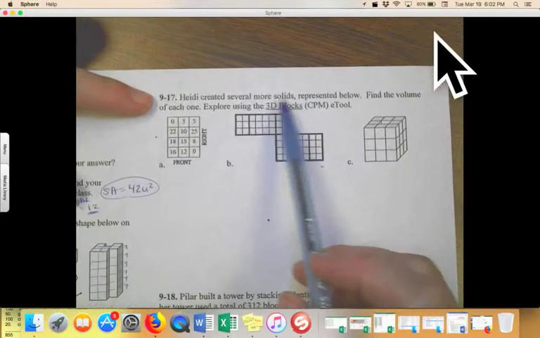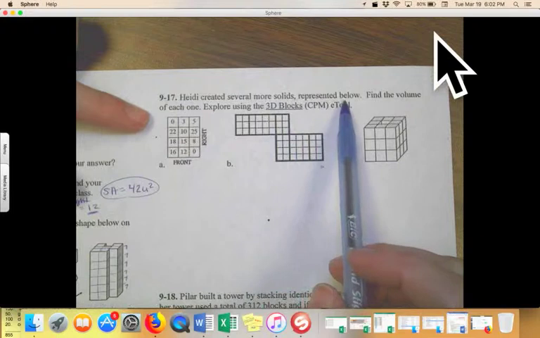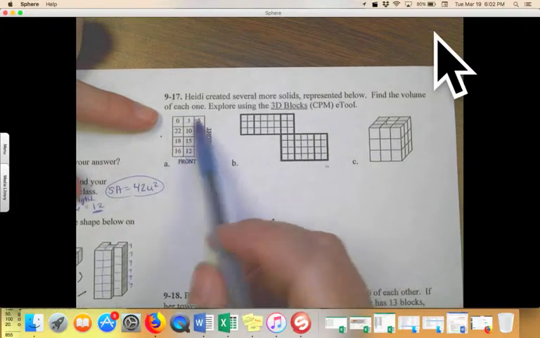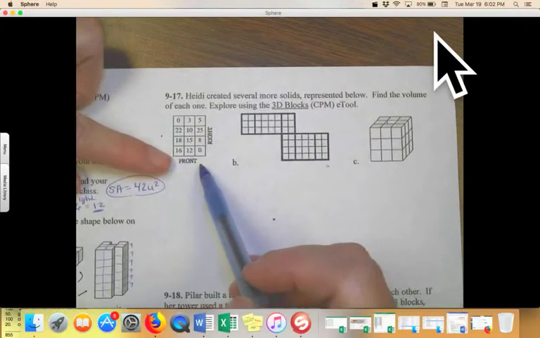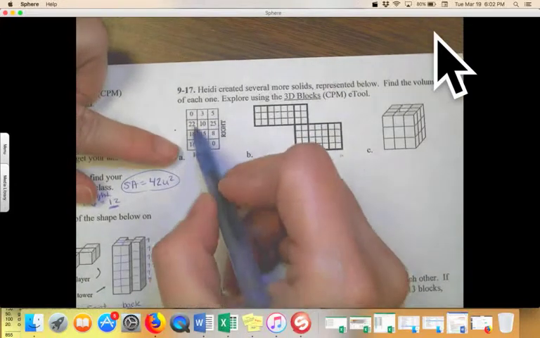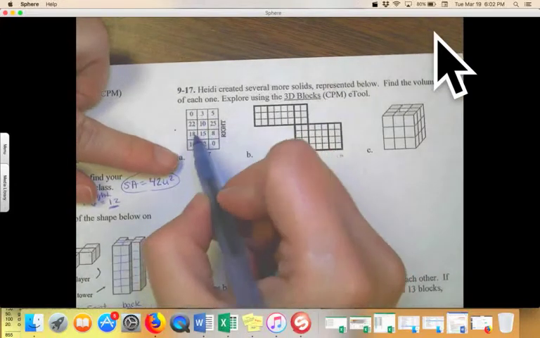Heidi created several more solids represented below. Find the volume of each one. So we're just looking at volume here. Well, this is a mat plan, so all we need to do is add up the numbers, and we'll have the number of blocks here. So we have 22, 18, and 16. I'm going to add these up in rows to make this a little bit easier.